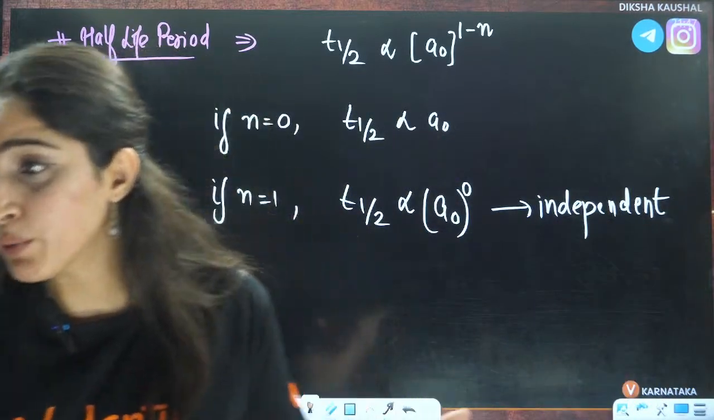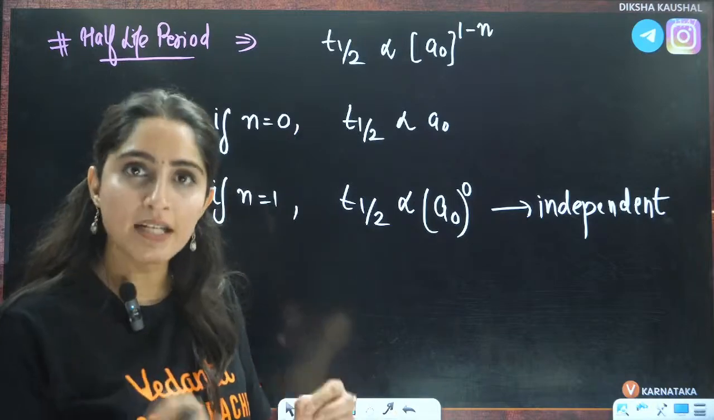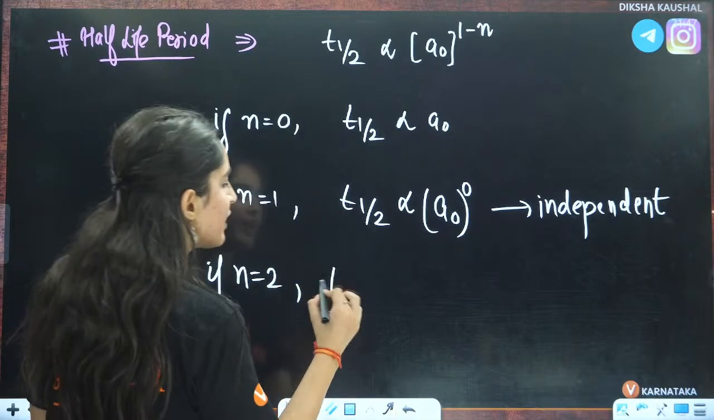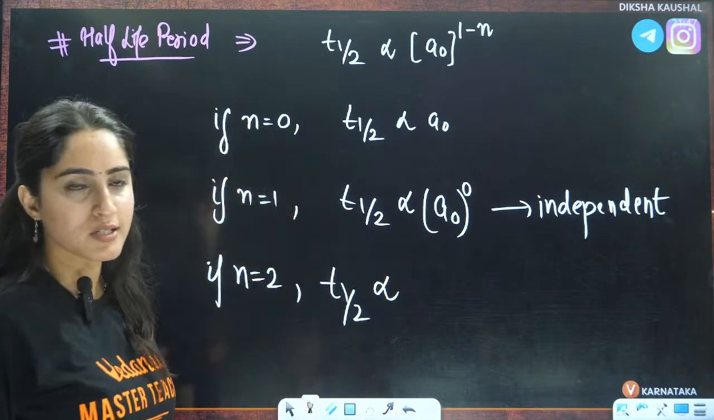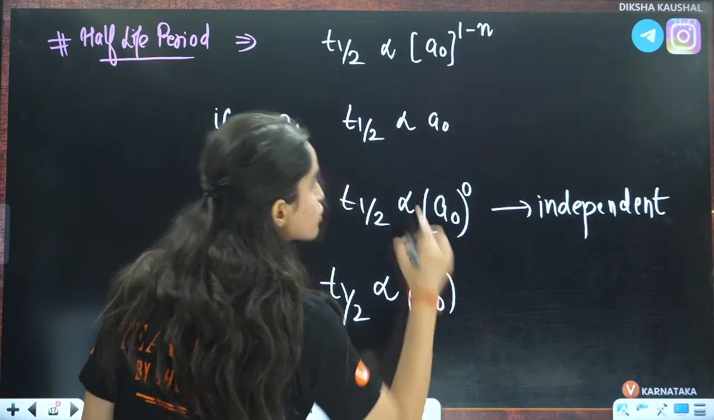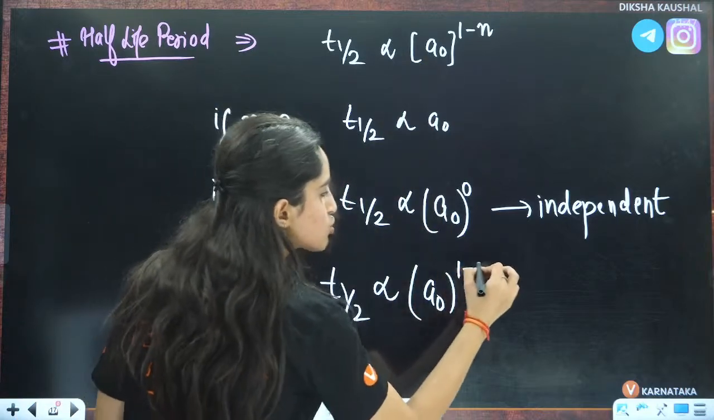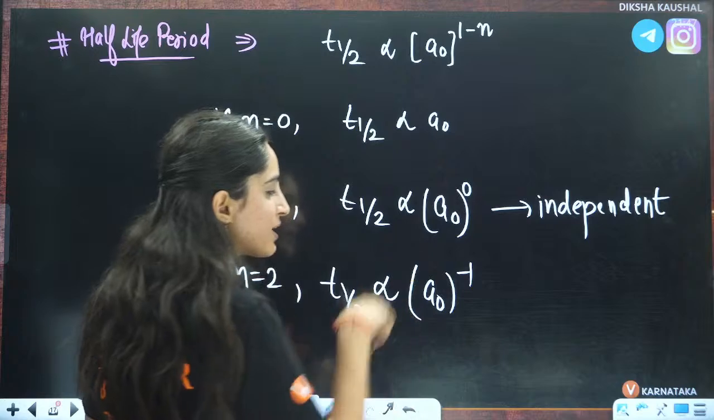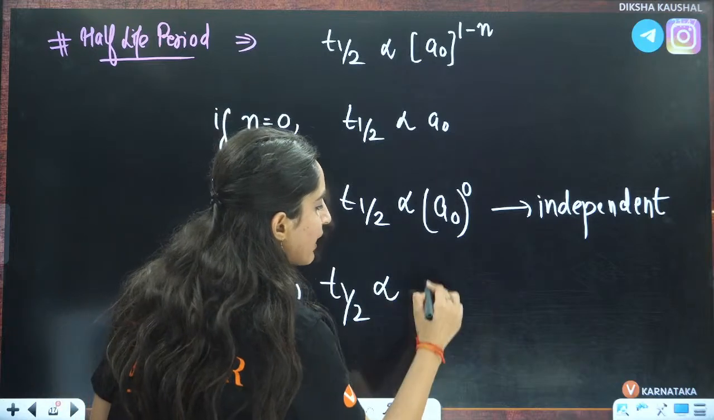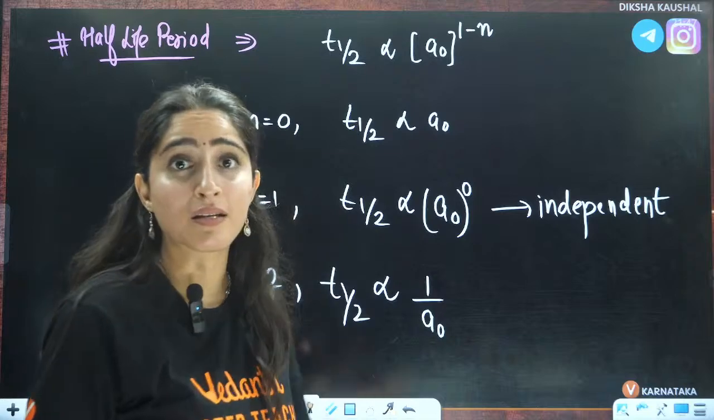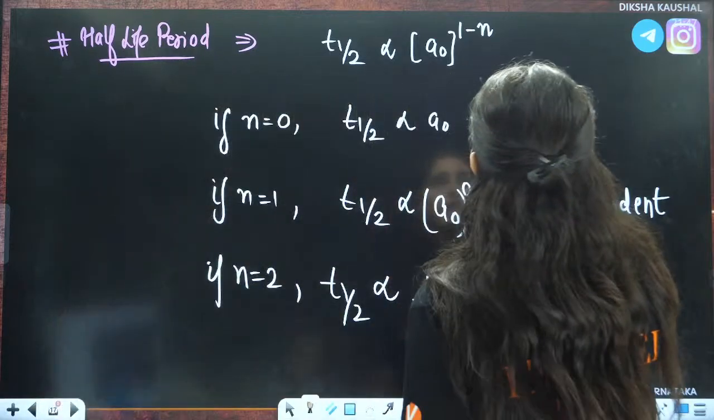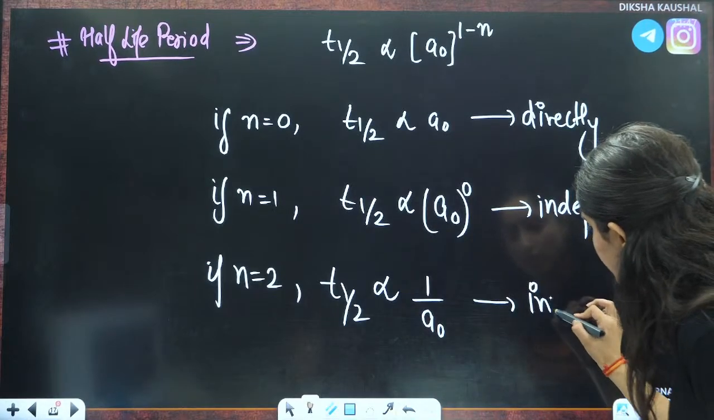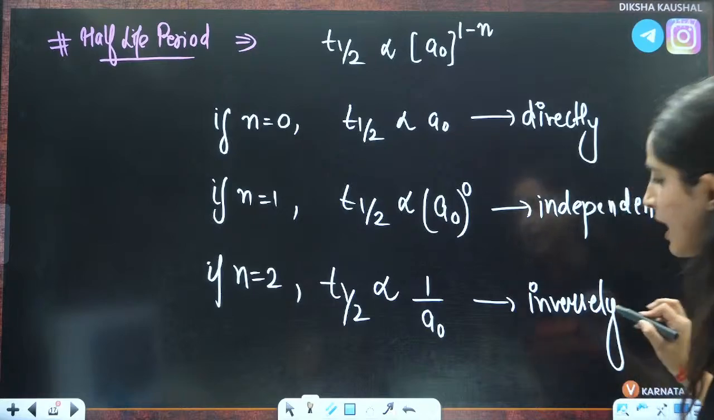This is the same as what we did from the derivation. Now I am telling you direct tricks, right? So if they ask you n is equal to 2, you'll say, ma'am, very easily we can do this. T half is A naught raised to the power 1 minus 2. What is 1 minus 2? That is minus 1. What is minus 1? That means 1 by A naught. That means it is inversely proportional. Here you can write directly proportional, here you can write inversely proportional.